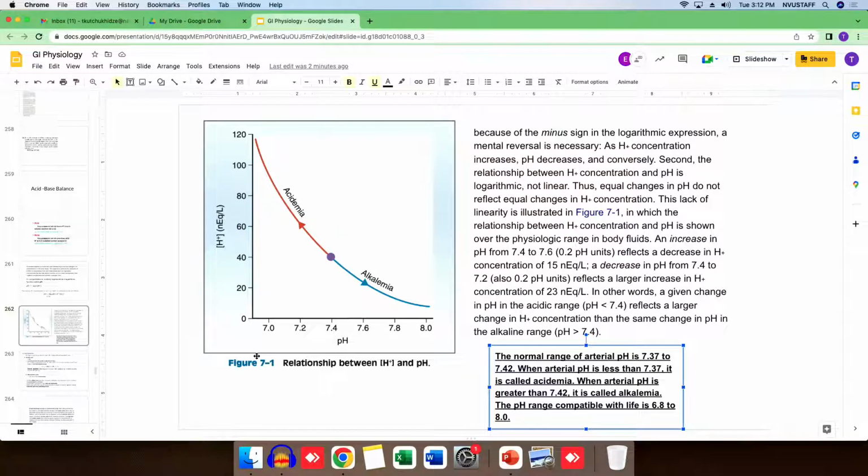We should know that normal pH is between 7.37 and 7.4, and alkalemia is when we have more than 7.42, and acidemia is below that. We all know that also, right? We're just going through the basics. Questions regarding this stuff? No. Amazing.